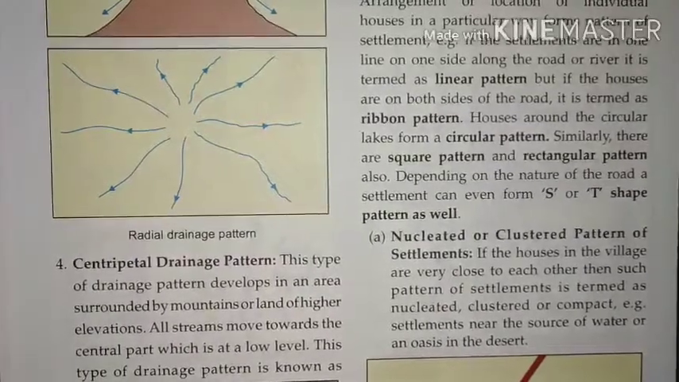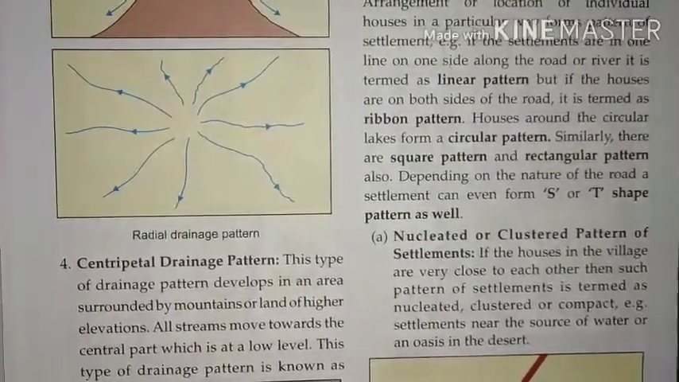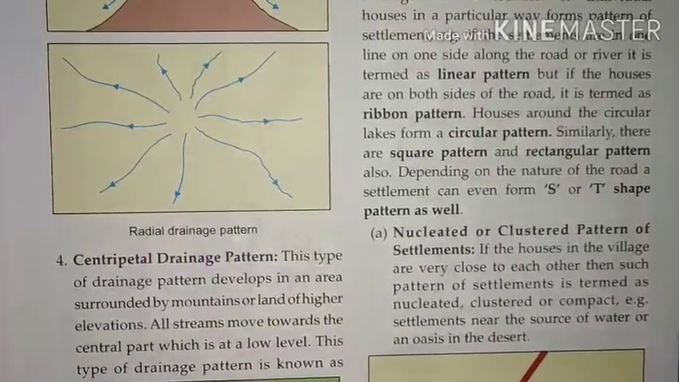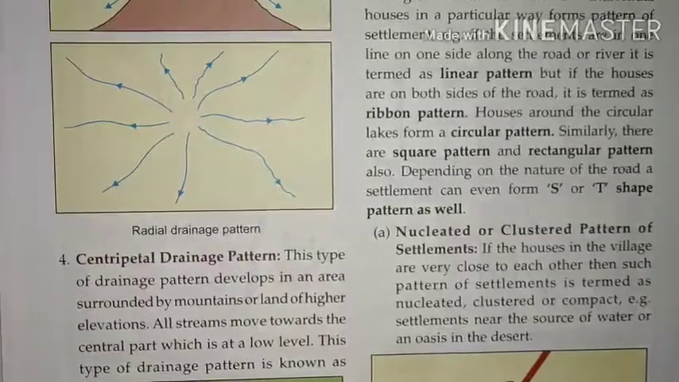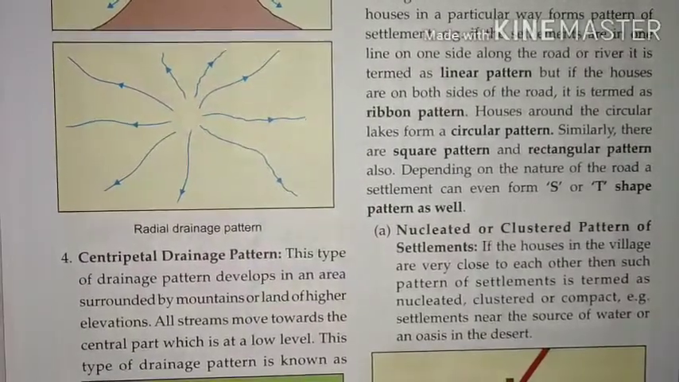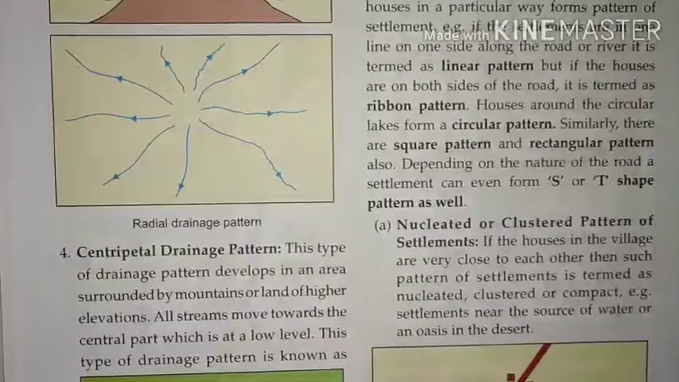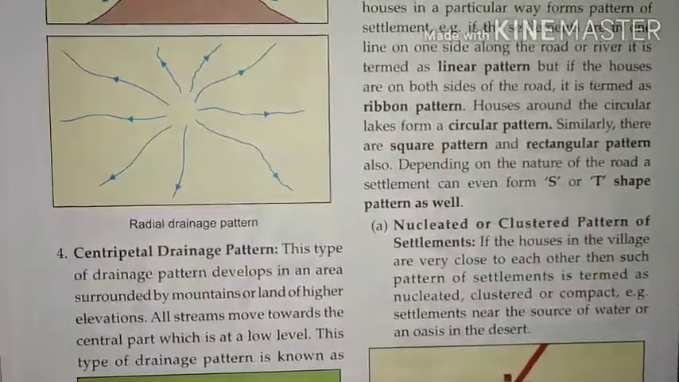If the houses are on both sides of that road in a line, then we call it ribbon pattern. If the houses are in a circular form like around a lake, then we call it a circular pattern. A square pattern also may be there, or a rectangular pattern also may be there. So we will talk about them one by one.